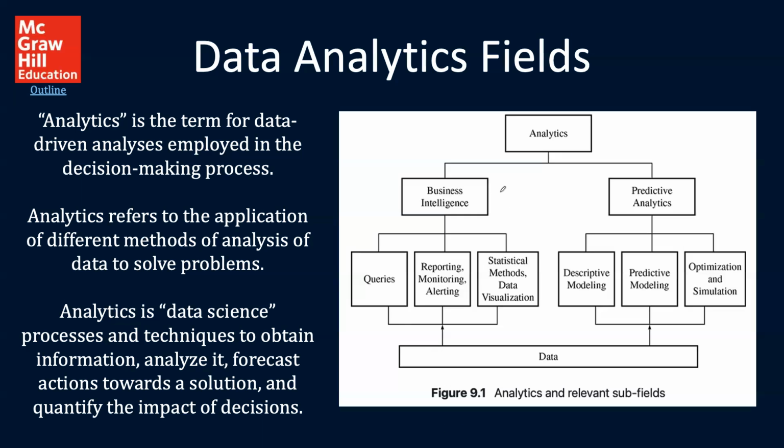So here are the types of things that we can have. The 2 top level categories are business intelligence and predictive analytics. Below business intelligence, you can have queries, reports, monitoring, and alerts, statistical methods, and data visualizations. So those would be things under business intelligence. And for predictive analytics, you can have descriptive modeling, predictive modeling, and optimization and simulations. All of that is based on the different data that we're pulling in to do these different types of analyses.